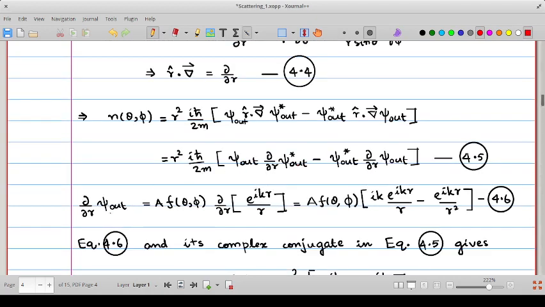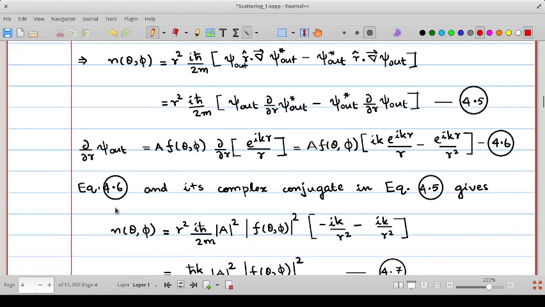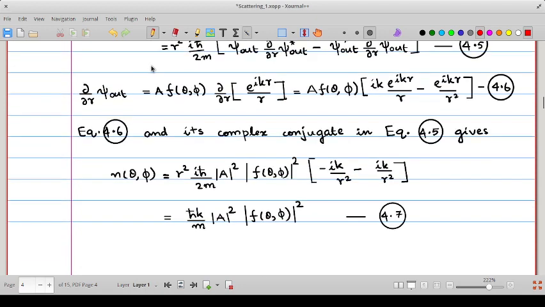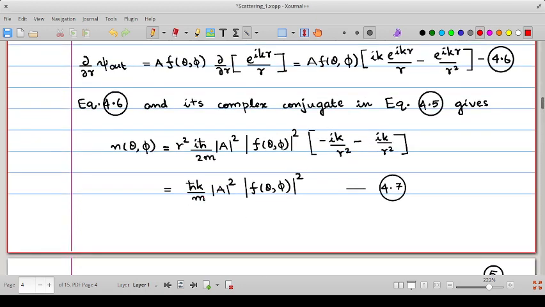Now we can compute ∂/∂r of ψ_out, with ψ_out given by A e^(ikr)/r times f(θ,φ). Substituting that over here, we will get equation 4.6 for ∂/∂r of ψ_out. And taking the complex conjugate, we will get ∂/∂r of ψ*_out as well. Now substituting for ψ_out over here, the expression for n(θ,φ) simplifies to ħk/m |A|² times the mod square of the scattering amplitude f.